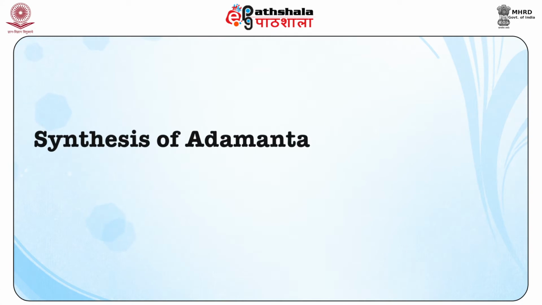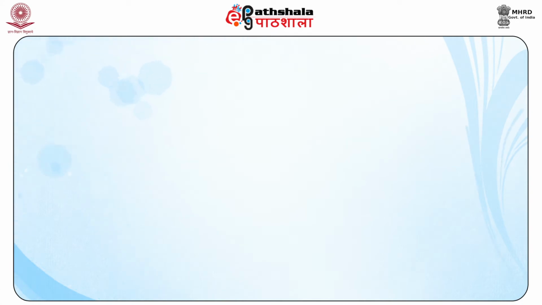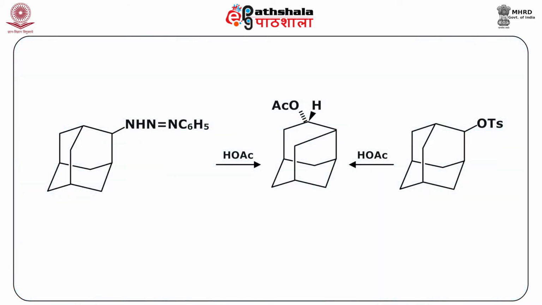Now let us see the synthesis of adamantane's derivatives. There are a variety of derivatives of adamantanes. We will start with protoadamantanes. This can be synthesized by rearrangement of the adamantane nucleus. For example, exo-4-protoadamantyl acetate can be prepared after the acid catalyzed deamination of 2-adamantyl phenyl triazine as shown in the scheme.